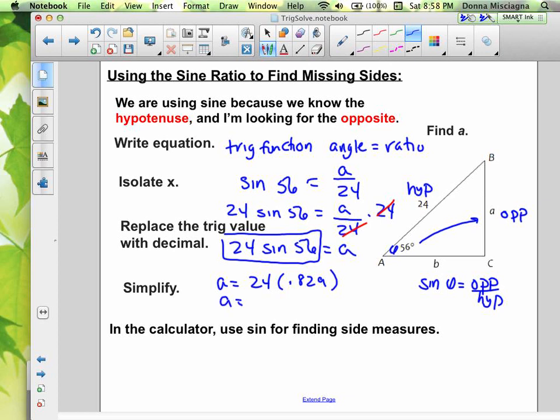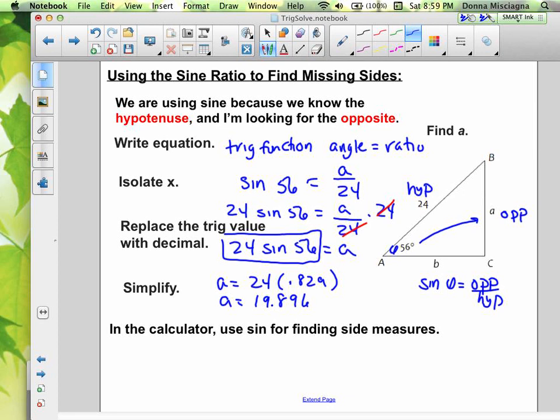So that means A is approximately 19.896. Now 24 is the hypotenuse. We're expecting an answer that is less than 24, because the hypotenuse is the largest side in a right triangle. If we get a value larger than 24, then we know we've made a mistake. Maybe we hit the wrong number in the calculator, or maybe we have our decimal point in the wrong spot, or missed the decimal point. So if you get an answer that's nonsensical, just go back and double check your work, and double check plugging into the calculator.